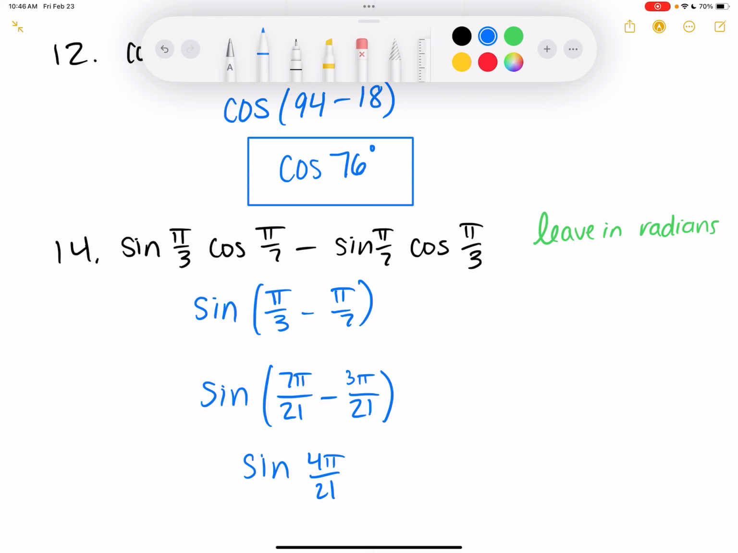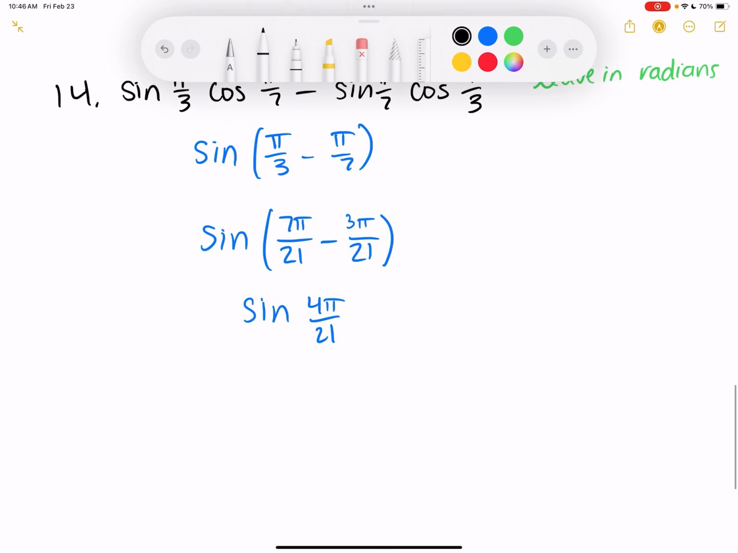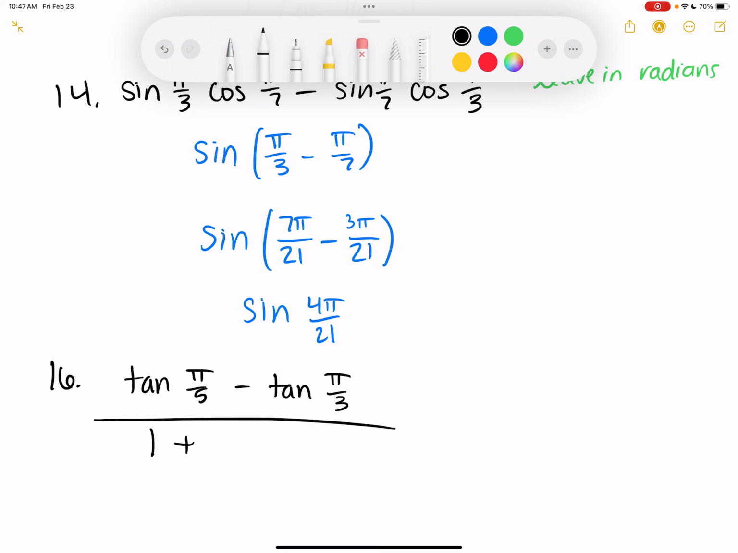But let's see, is there a tangent one? Okay, there's one. Let's do one tangent one like this, and then if y'all are good, we'll be good. Tangent of pi over 5 minus tangent of pi over 3 over 1 plus tangent of pi over 5 tangent of pi over 3.